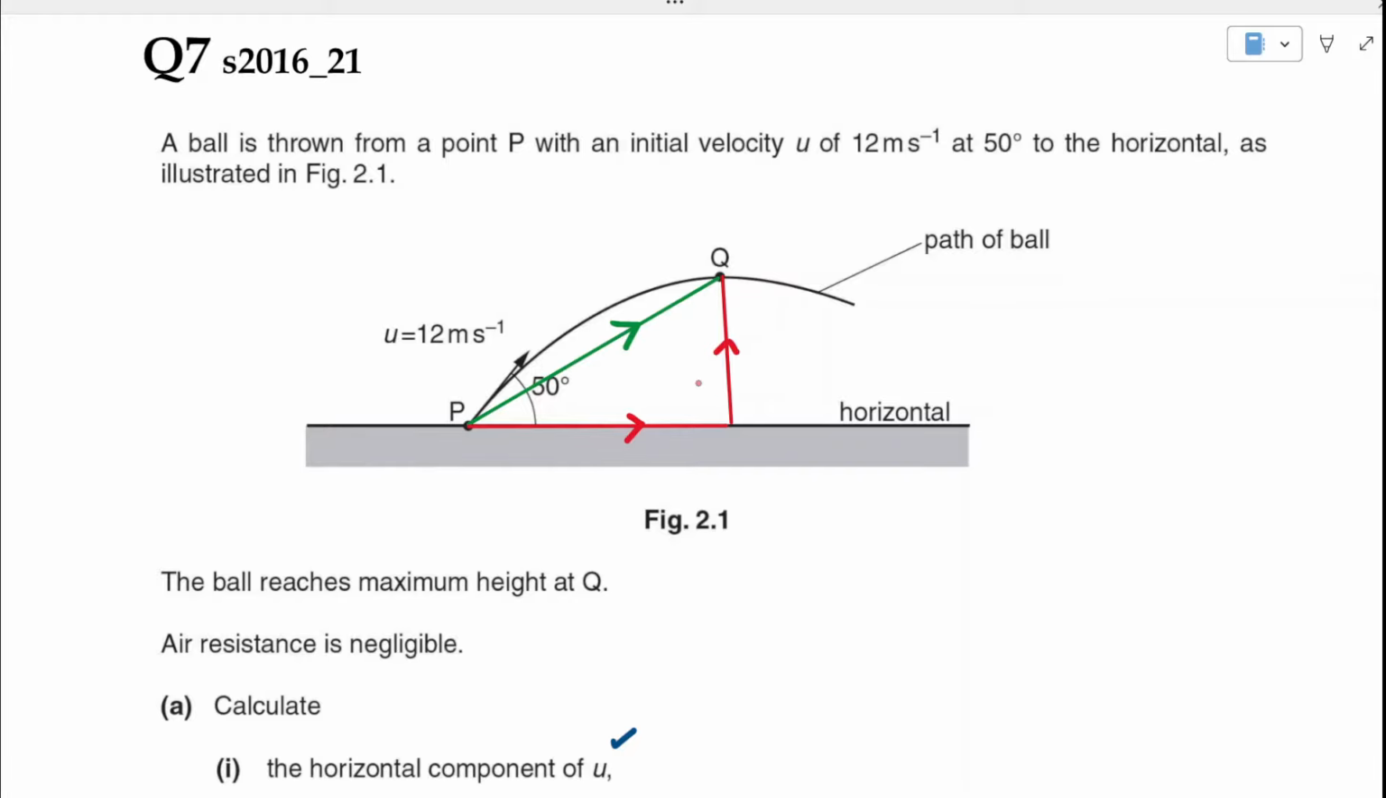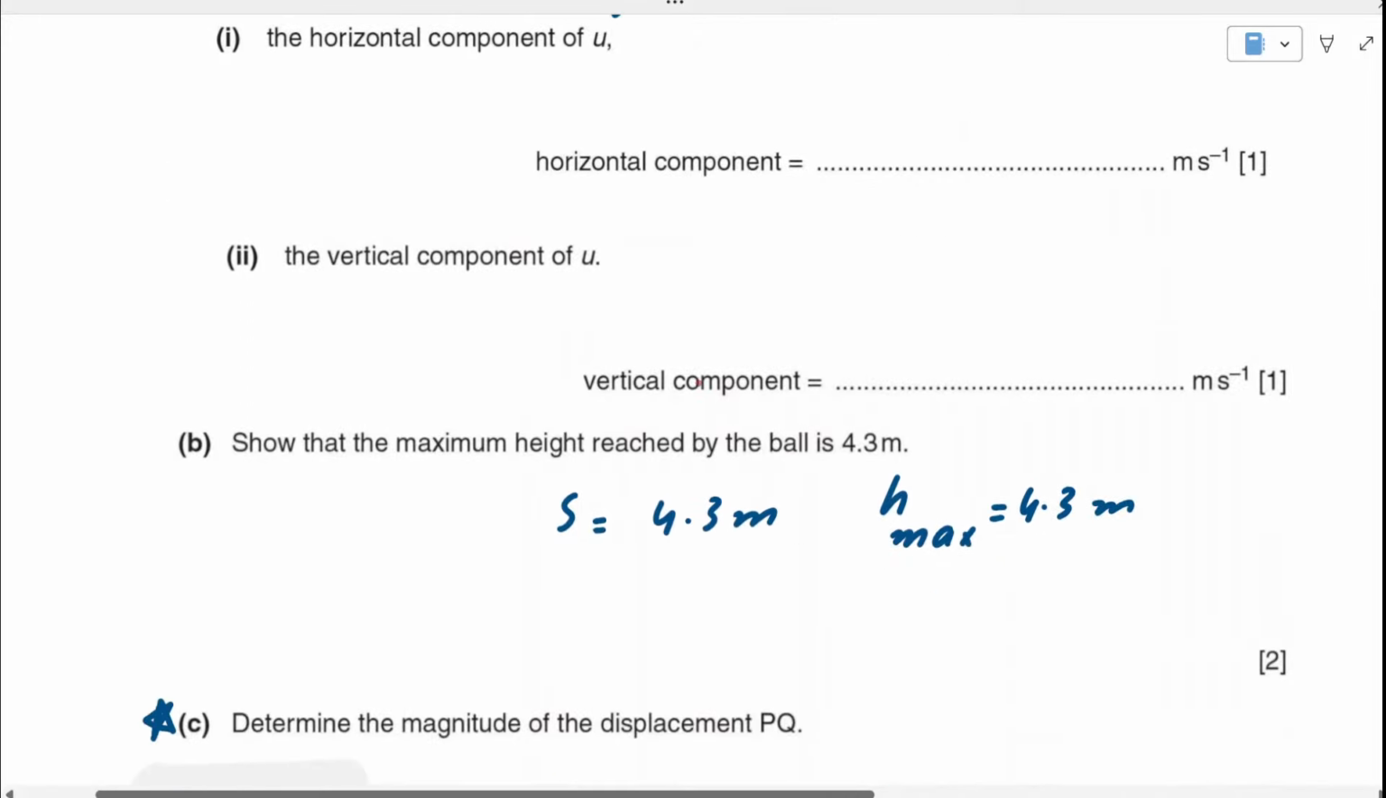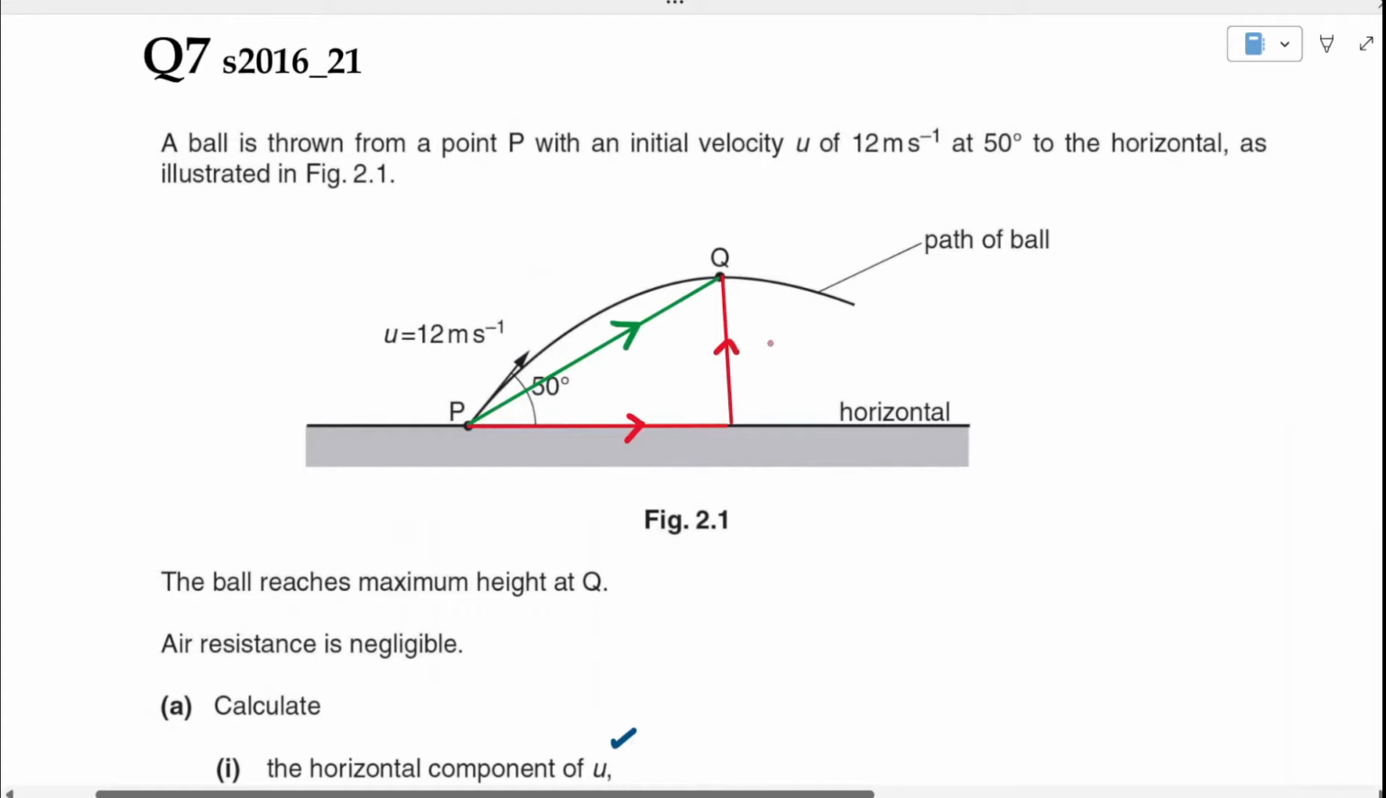We already found the maximum height in the previous part, which was 4.3. So the value of this is 4.3 meters. Only if I know the horizontal displacement, then I can use the Pythagoras theorem and find the value of the displacement from P to Q. But then the big question is, how do we find the value of the horizontal displacement?